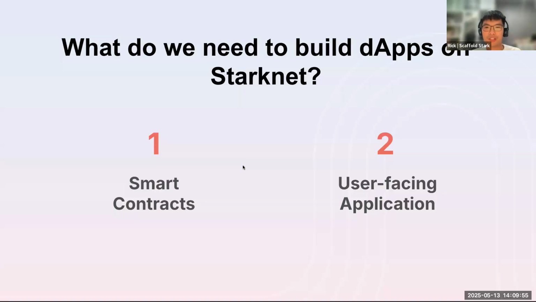Let's recap what you need to actually build a complete dApp on Starknet. First, you need the Cairo smart contracts, and second, you need the user-facing applications, which can be a front end or a web backend, right? In this workshop, I'm not going to go into details on the smart contract side, just a few tidbits here and there. I'm going to focus more on the front end side, the user-facing application. And that's what Scaffold is mainly for: to help you build these user-facing applications really fast.